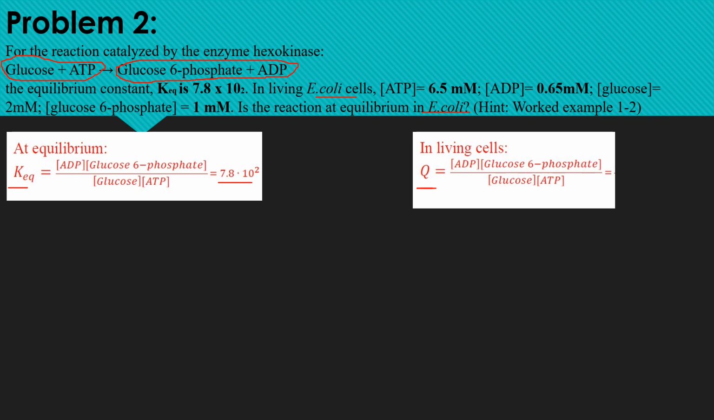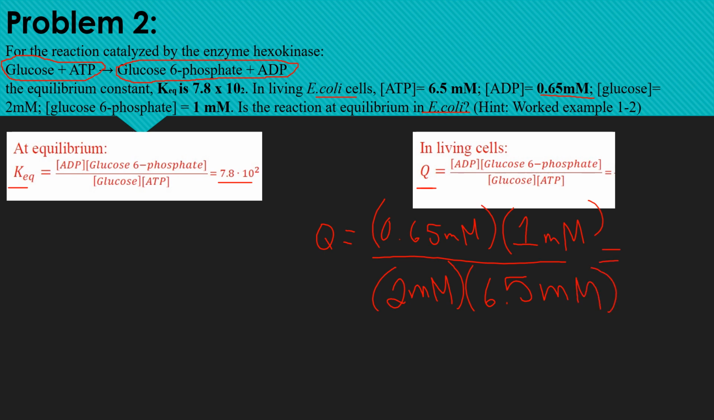So let's go ahead and set up this problem. Q is equal to the concentration of ADP, and that is 0.65 millimolar. And for both of these equations, remember that it is always products over reactants. So 0.65 millimolar times the concentration of glucose 6-phosphate, because that's the other product, and that's 1 millimolar, all over the concentration of glucose, which is 2 millimolar, times the concentration of ATP, which is 6.5 millimolar.